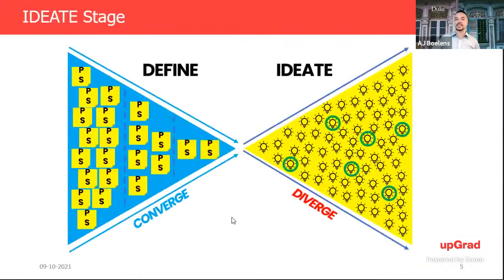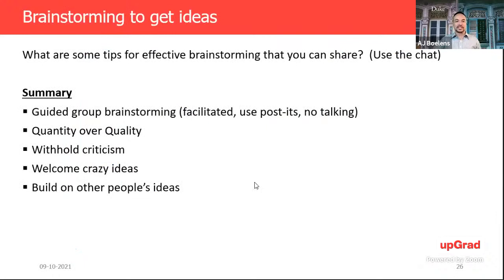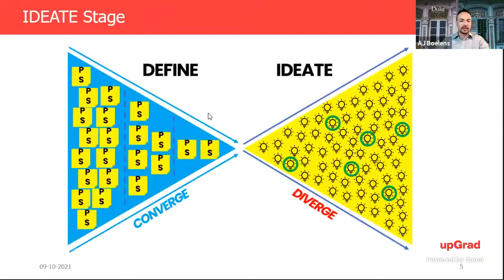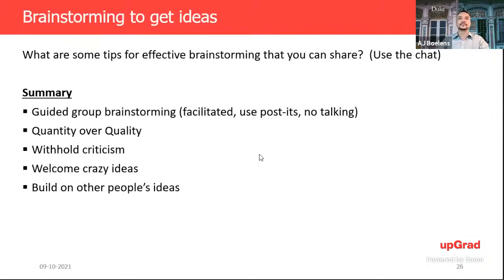So how do we get these ideas? Well, typically we do brainstorming. And if you want a detailed process, look into affinity mapping, which will detail how to do a proper brainstorming process. But what are some tips for effective brainstorming that you can share? So if you can just use the chat, everyone. I'm sure a lot of you have been in brainstorming sessions before. What are some things that you can come up with? Some ideas?